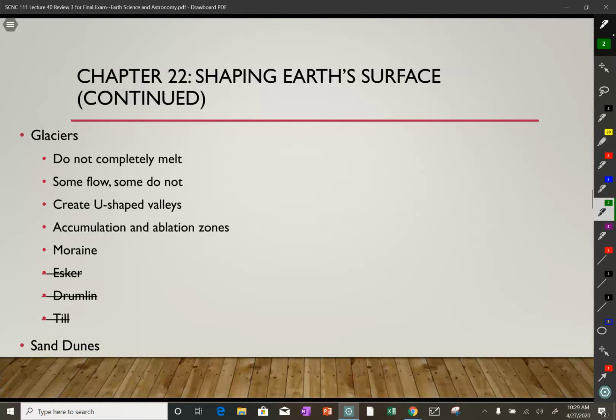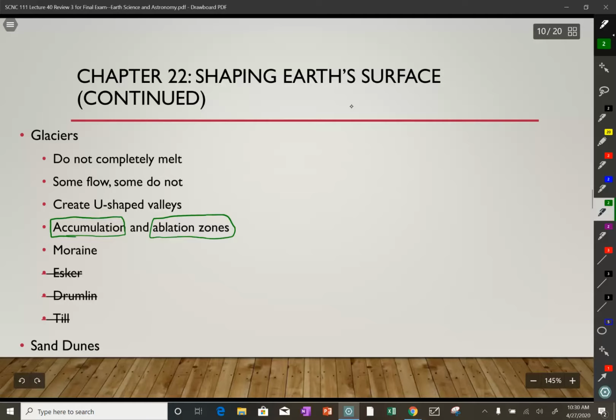Glaciers are flowing ice. Well, I say flowing ice. Some glaciers don't flow. Some glaciers are alpine glaciers that just sit in place. But it's a glacier if the ice does not completely melt every year. And so, like I said, some flow, some do not. They create U-shaped valleys. You have accumulation zones, the places where you have more ice forming than you have evaporating or subliming. You have ablation zones where you have more evaporating or subliming than you have being formed.